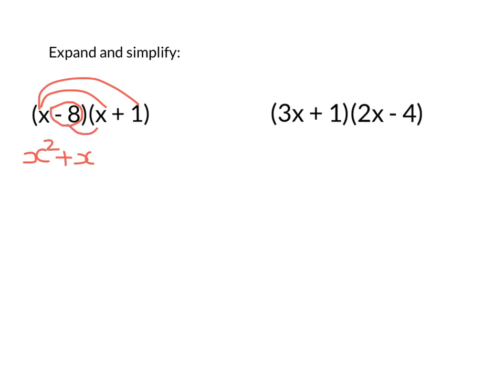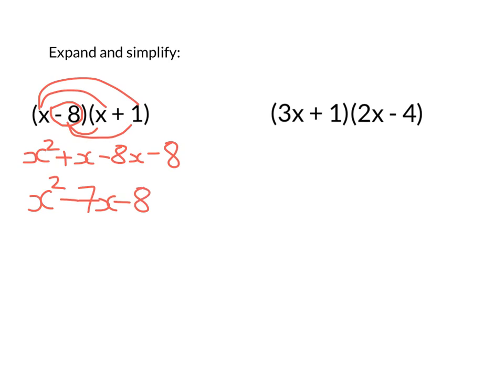So that's negative 8. So negative 8 times x is negative 8x. And negative 8 times 1 is negative 8. So if I collect like terms, I'm going to get x squared minus 7x minus 8.